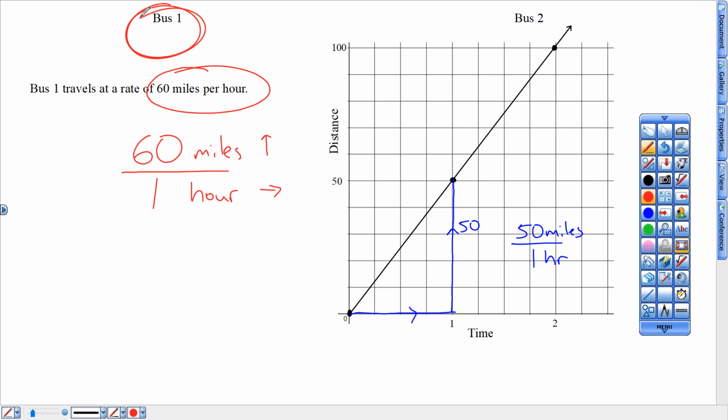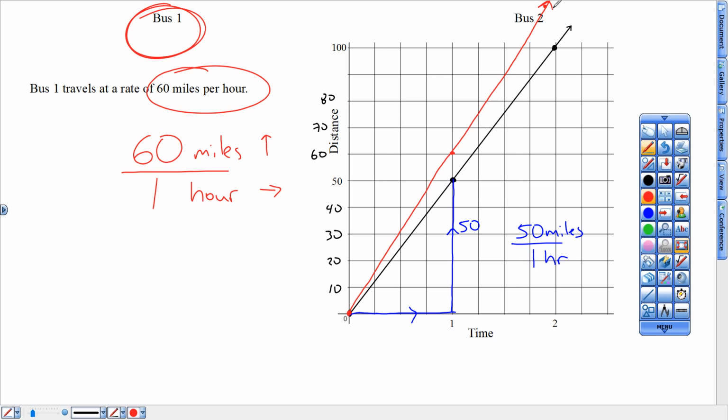If I was to put bus 1's chart on this graph, it would look like this. The way this is numbered: 10, 20, 30, 40, 50, 60, 70, 80. If I was to graph bus number 1 on this same graph, I would start here at the origin and then over 1 up 60, over 2 up 120. And you can see that red line is steeper, has a greater rate of change, is climbing faster, going further.